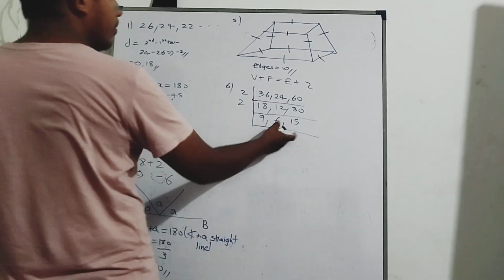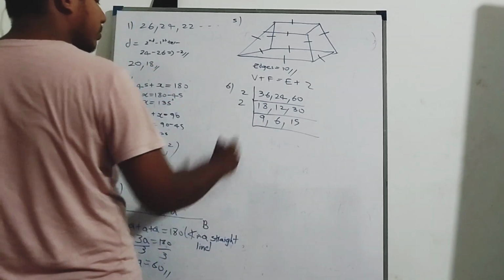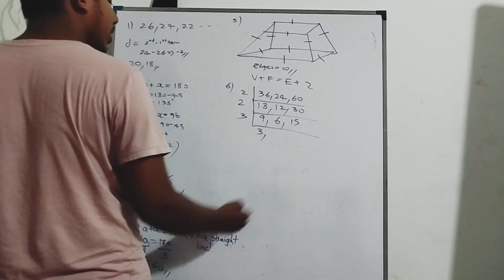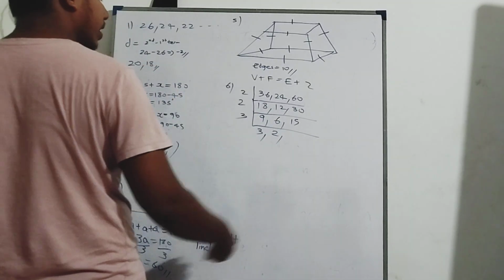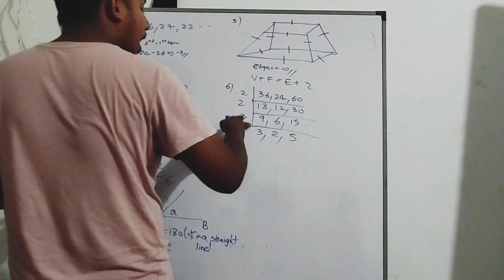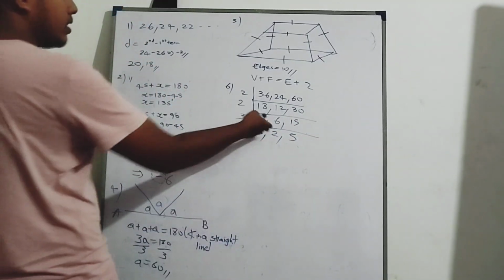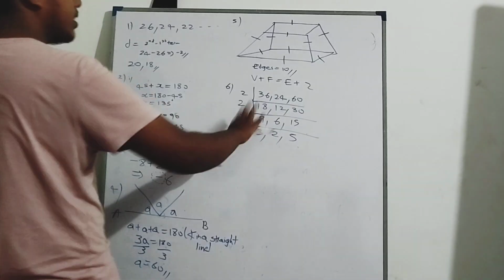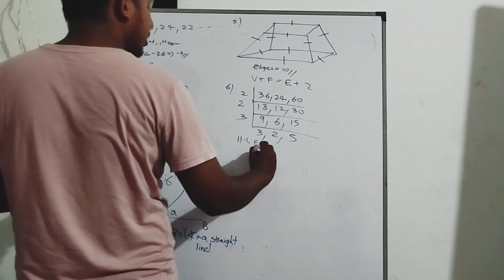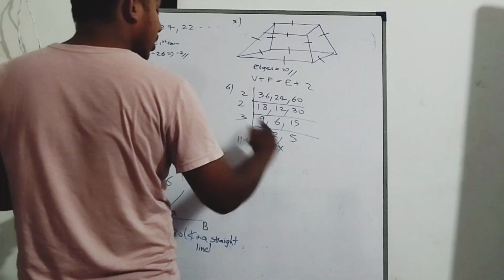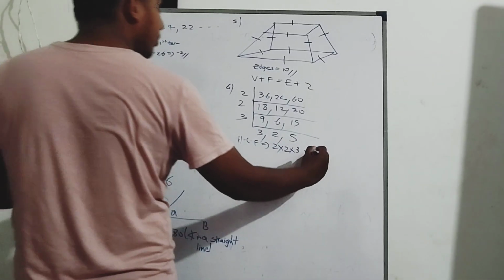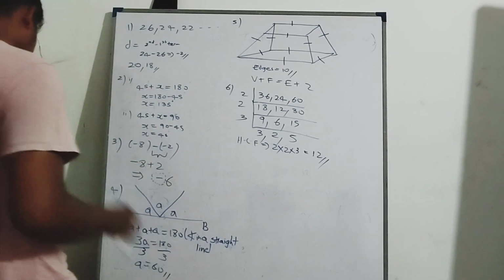So there's another number which is divisible by all the three numbers, which is 3. 9 divided by 3, the answer is 3. 6 divided by 3, the answer is 2. 15 divided by 3, the answer is 5. So after that you don't have any other number which is divisible by all the three numbers at once. So the highest common factor is equal to 2 times 2 times 3. 2 times 2 is 4, 4 times 3 is 12. So this is the answer.